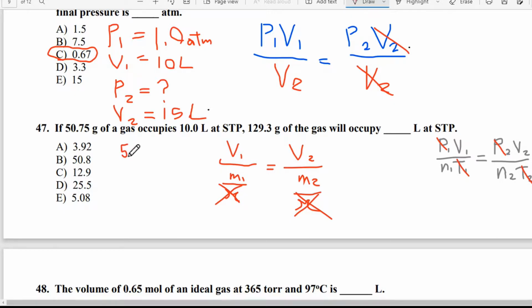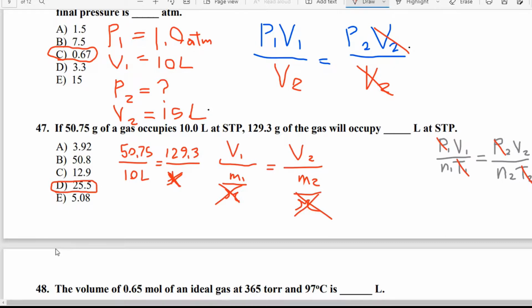So yeah, 50.75 over 10 liters is equal to 129.3 over X liters, I don't know how many. And then just cross multiply and solve. And yes, you'll get like the 25.5, right?